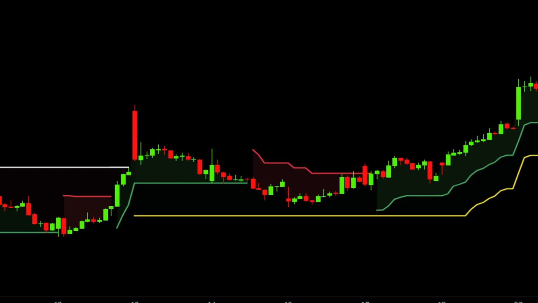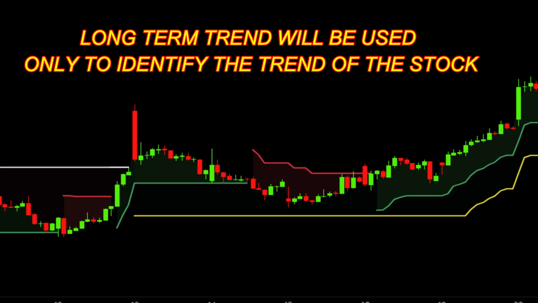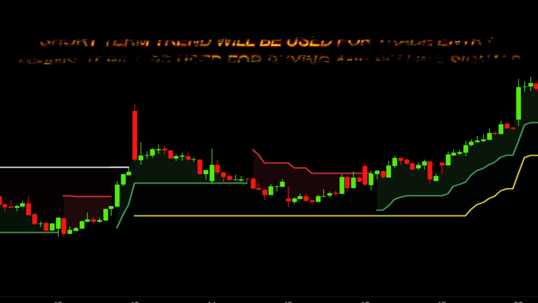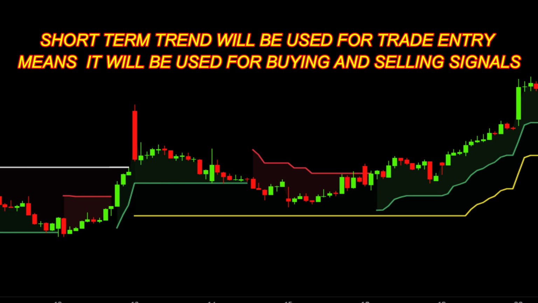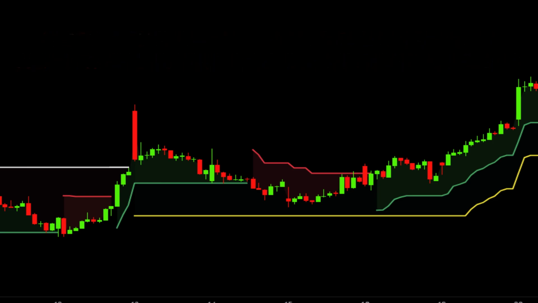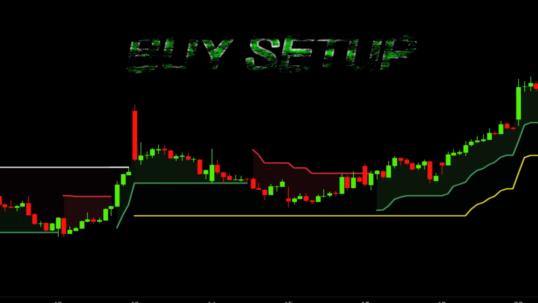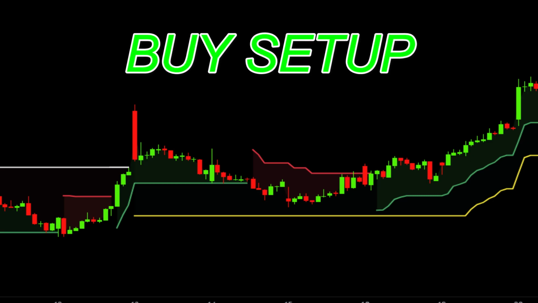Now let's get ahead. In our strategy, as we discussed before, the long-term trend will be used only to identify the trend of the stock, and the short-term trend will be used for trade entry, meaning it will be used for buying and selling signals. As you can see in the chart, the long-term Supertrend is yellow, so the stock is in uptrend. So here, we only look for buy setups.